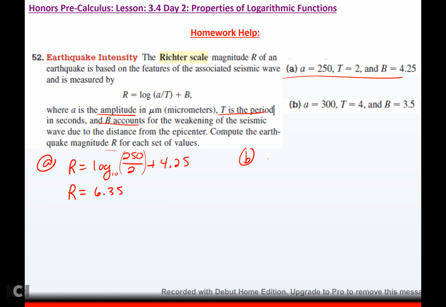For B, they want me to find the Richter scale value when A is 300, T is 4, and B is 3.5. So if I type that in, log of 300 divided by 4, parentheses, plus 3.5, I get 5.38 if I round. Okay?